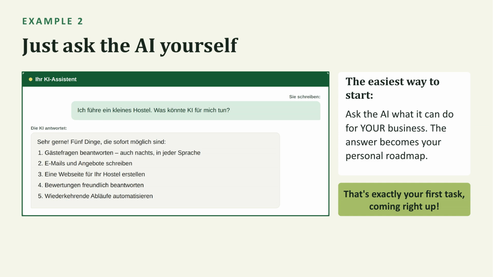The great thing about it, the answer adapts to your business. An accounting firm gets different suggestions than a bakery. This one question is the simplest way into the world of AI there is. And that's exactly why it's about to become your very first task.